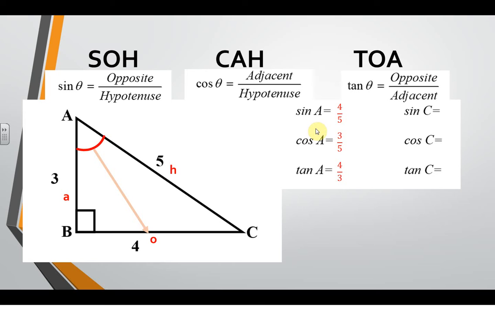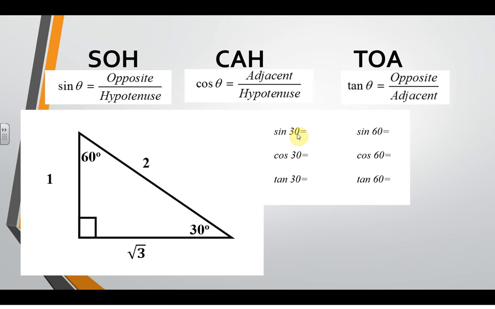For sine C, cosine C, and tan C, I'm switching it up. I now have C as my reference angle. Again, the hypotenuse is going to stay the same. The hypotenuse does not change. But the opposite is now 3, and the adjacent is now 4 because my reference angle changed. So 3 over 5 would be my sine, 4 over 5 would be my cosine, and 3 over 4 would be my tangent. And I'm hoping you're seeing a little bit of similarity between the two.